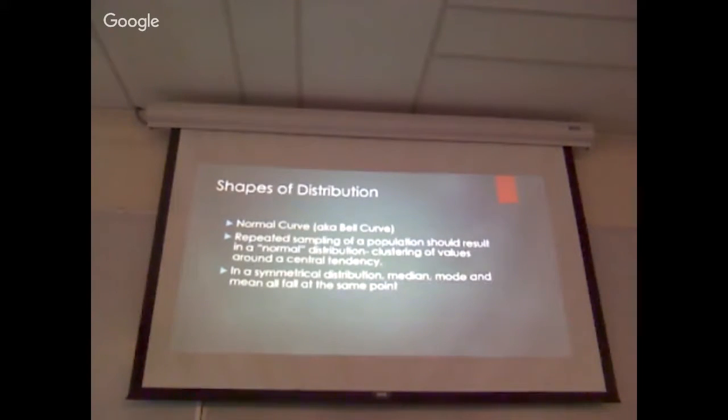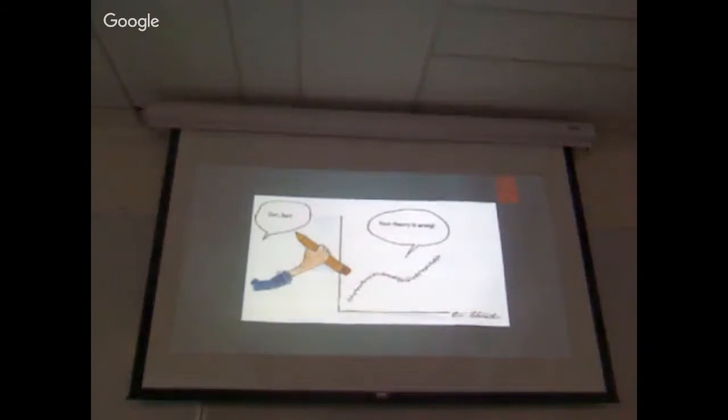And what I was saying before, mean, median, and mode are all going to fall in the same place if it's a perfect bell curve, a perfectly normal distribution. An example here, you know, your theory is wrong.